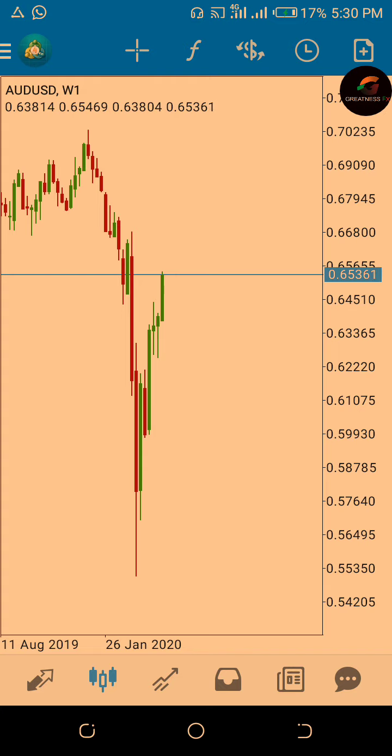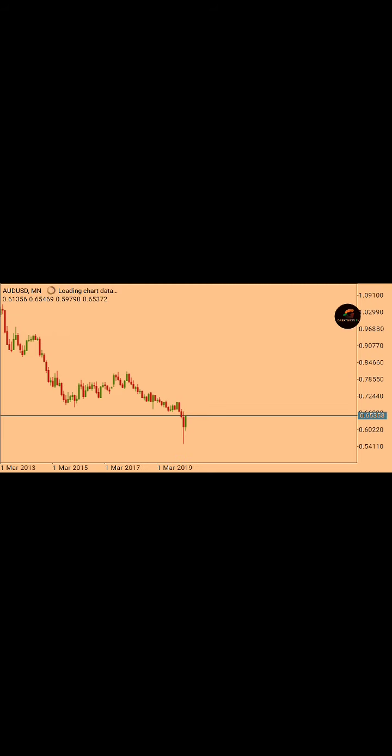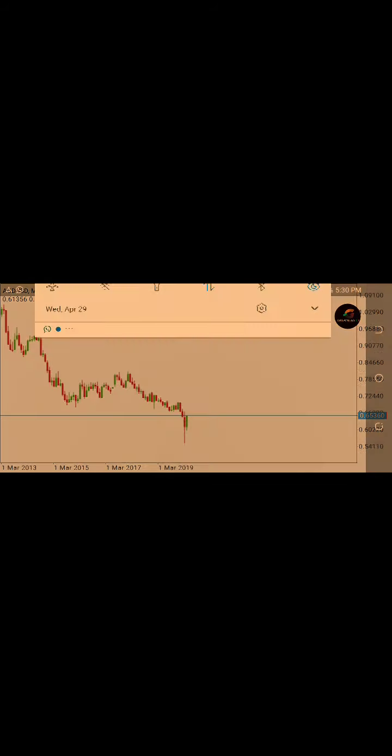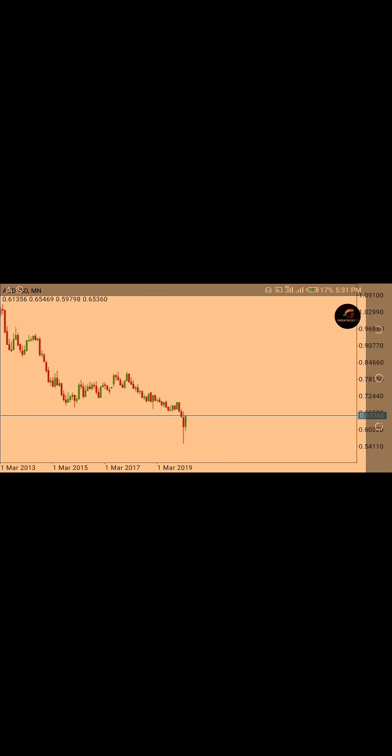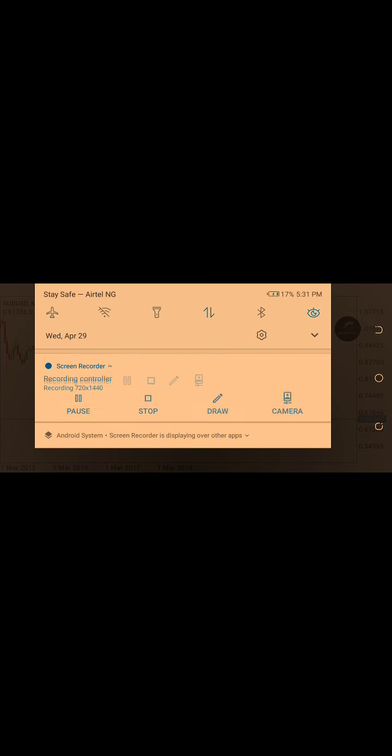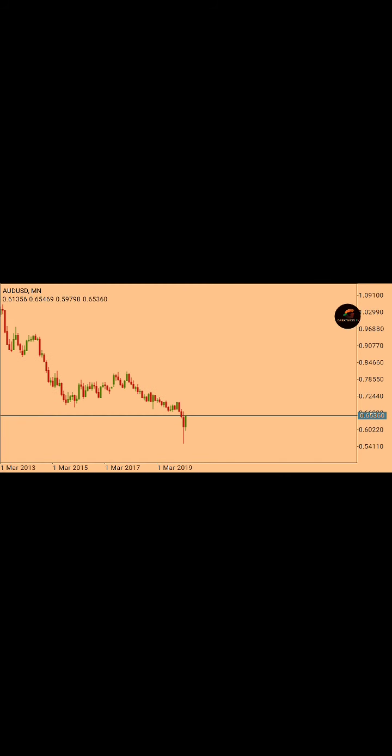Let me rotate my phone. Remember, I always told you to do your analysis from the monthly time frame down to the daily time frame and find entry on the intraday time frame, which is the 4-hour time frame. Well, let me make use of the draw tool.